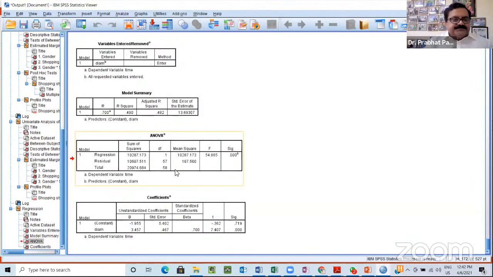Very nice. So the degree of freedom. Does anyone know what degree of freedom is, by the way? Any of you?